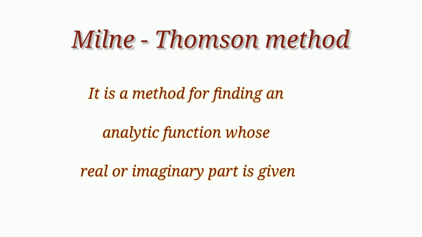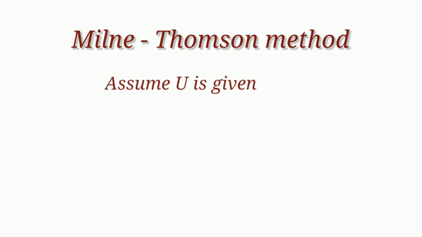Suppose we have the real part of an analytic function. Then by using Milne-Thomson method, you can easily write the analytic function without finding its conjugate. Let me illustrate it. u is given. We have to find the analytic function f of z. We know by integrating f dash z, we will get f of z. So we can write f of z equal to integral f dash z dz.